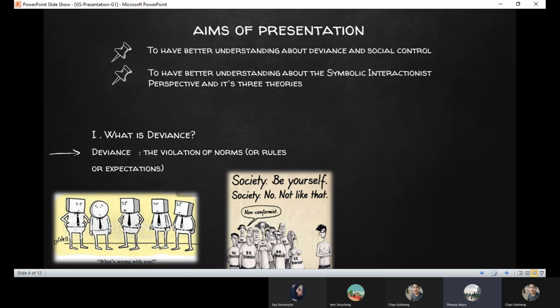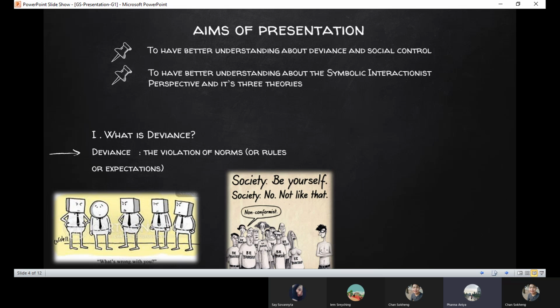Deviance is the violation of norm or rules or expectations. To make it easier to understand, it is just like the quality of not being usual and of being generally considered to be unacceptable. Or we can say that it is the fact or state of diverging from usual or accepted standard, especially in social behavior.